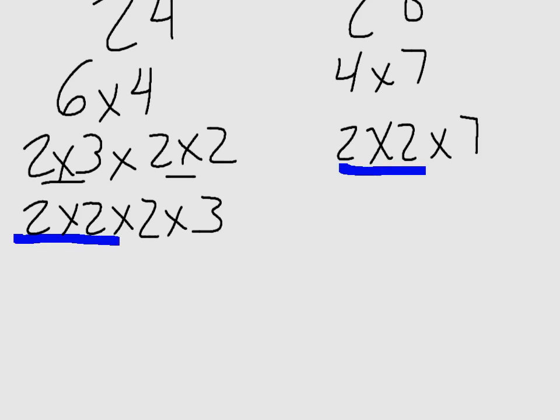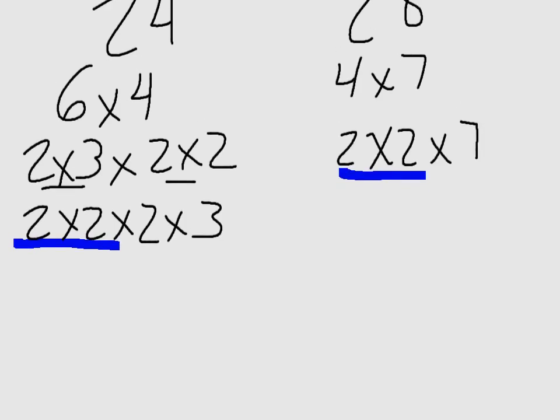So, my greatest common factor here is going to be what? 2? My greatest common factor is going to be 4, because 2 times 2 is my greatest common factor. 2 times 2 is 4. 4 is my greatest common factor.